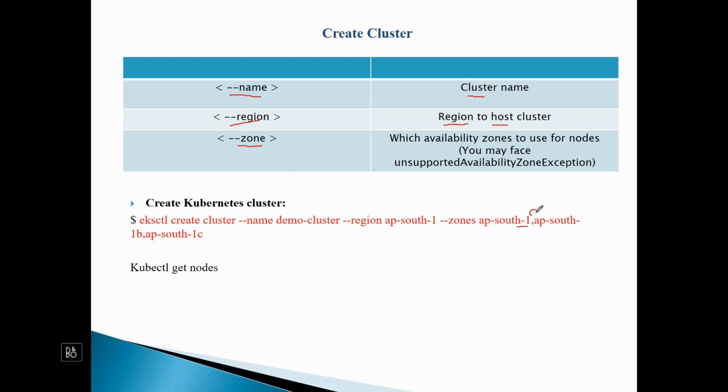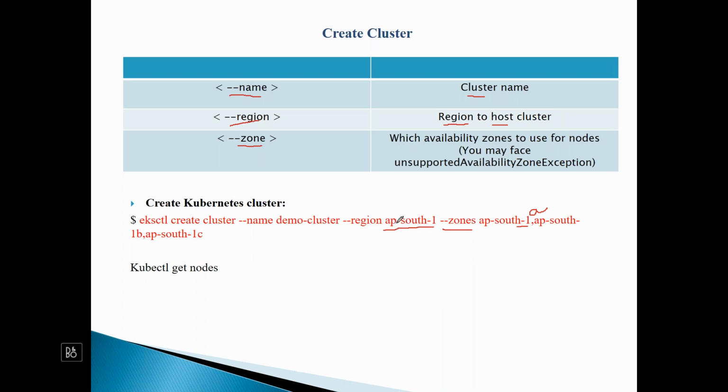AP-South-1A, this is my mistake. And this is my region name. This is region code AP-South-1. And these are all availability zones. At least two availability zones come under one AWS region. I said at least two availability zones come under one region, and more than two availability zones you will find in one region.